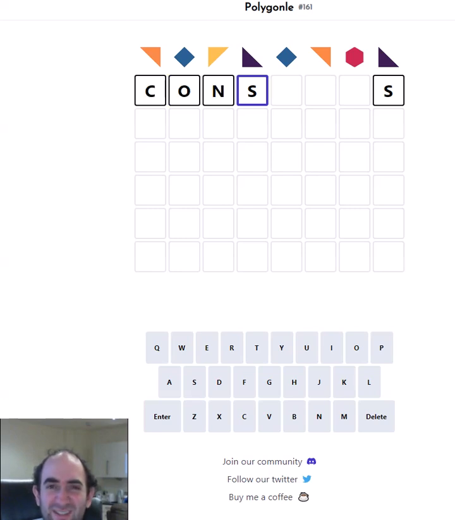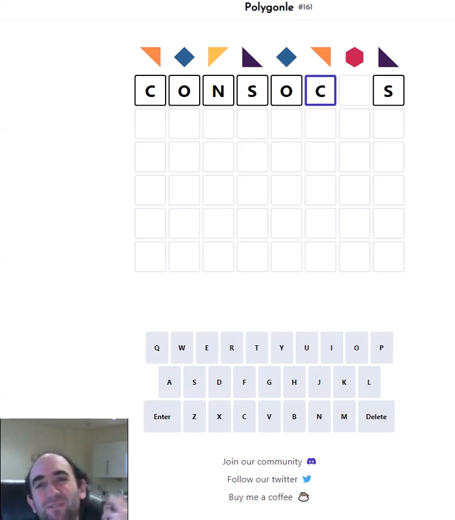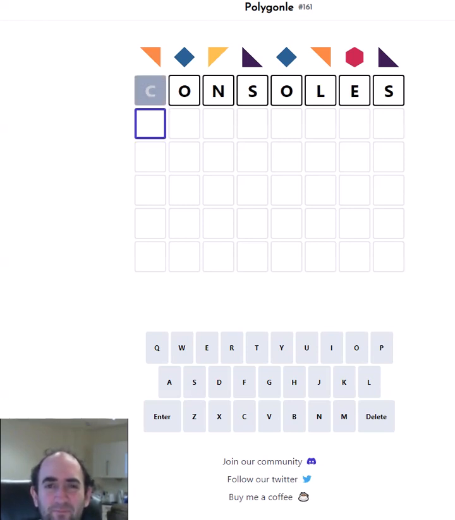CON is a common start to a word, but then we would want this to be a different letter. We would want it to be an L or something like that. I think I might try consoled. It's obviously not correct because this repeated letter and this repeated letter are different, but it's going to give us a lot of information. Is there an E? Do I have the S in the right place? And so on.